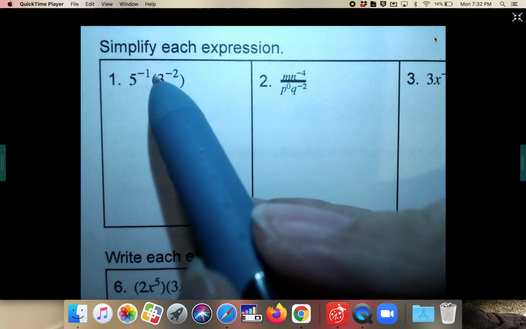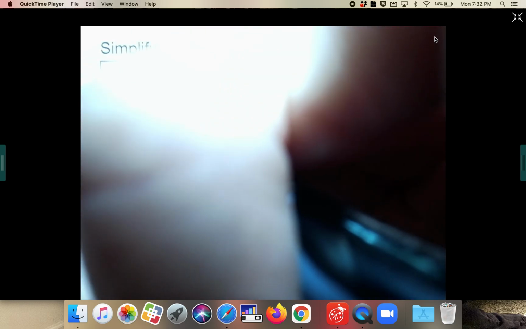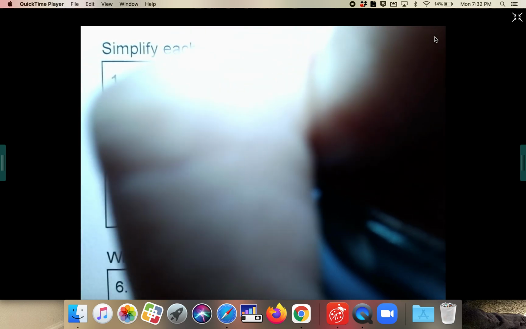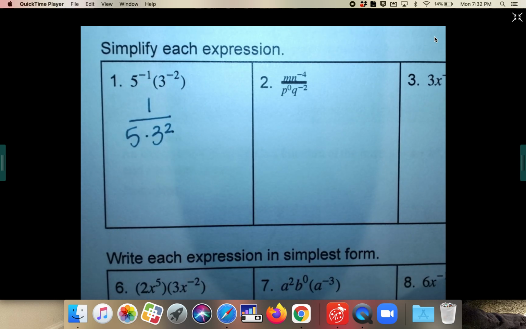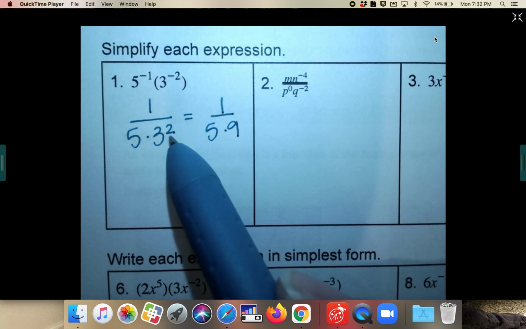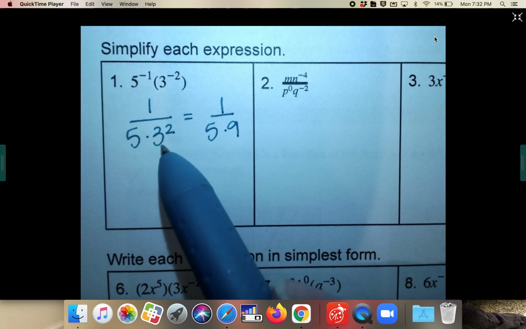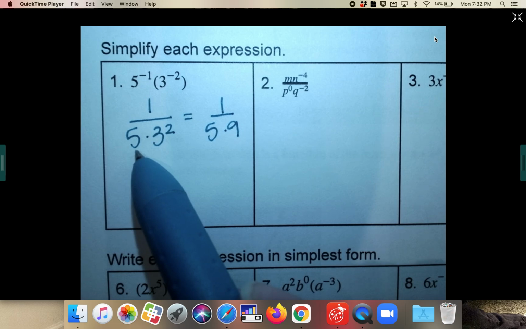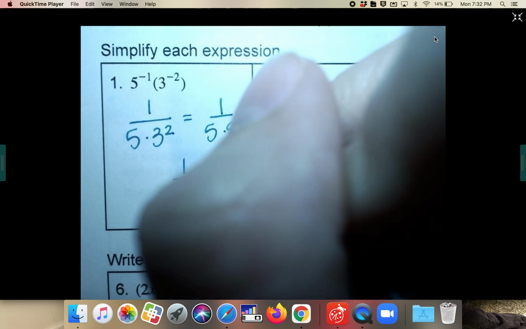Number one, this has a negative, this also has a negative, can't have that. So they're both gonna flip to the bottom under a 1, and they're going to become positive. I didn't put my 5 to the positive 1 because that's just the same thing. 3 squared is 9, so it's like 5 times 9 on the bottom. Remember, you have to do order of operations, so you can't do 5 times 3 squared. It has to be 3 squared times 5, so 9 times 5. So the final answer would be 1/45.